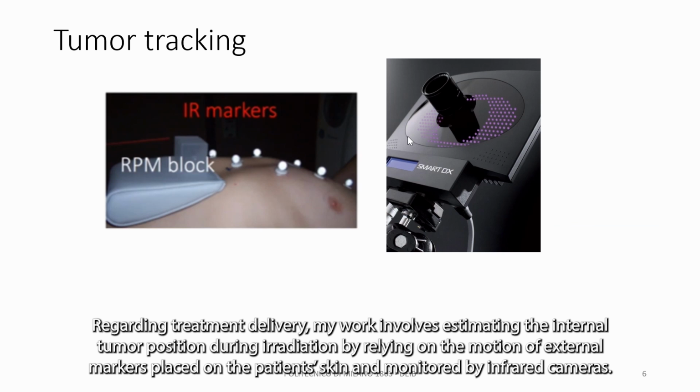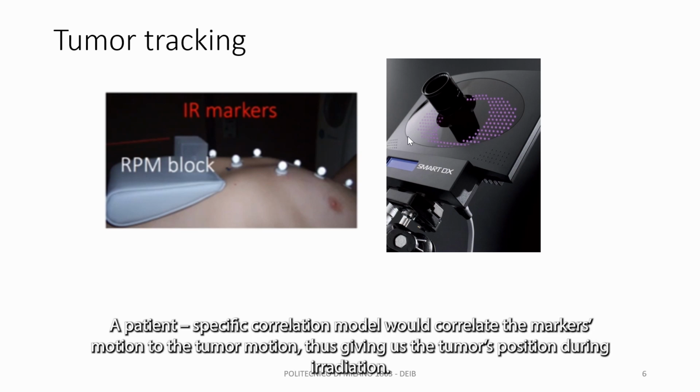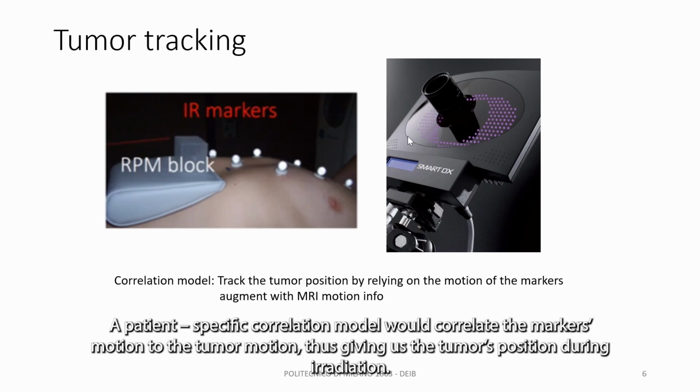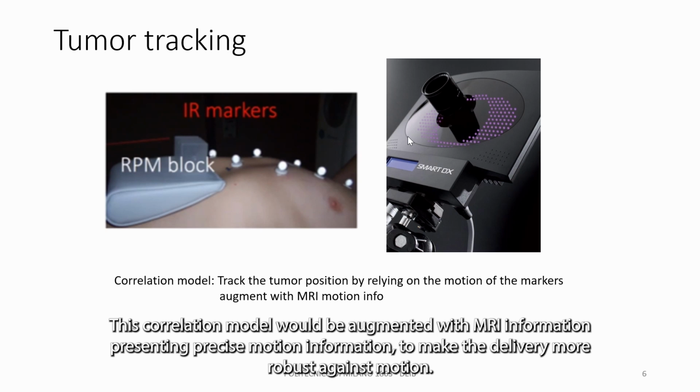Regarding treatment delivery, my work involves estimating the internal tumor position during irradiation by relying on the motion of external markers placed on the patient's skin, monitored by infrared cameras. A patient-specific correlation model would correlate the marker's motion to the tumor motion, thus giving us the tumor's position during irradiation. This correlation model would be augmented with MRI information presenting precise motion information to make the delivery more robust against motion.